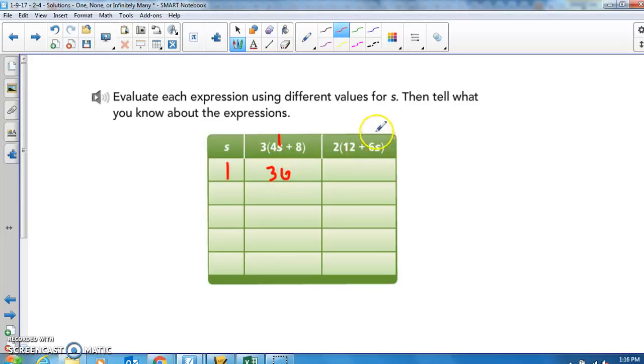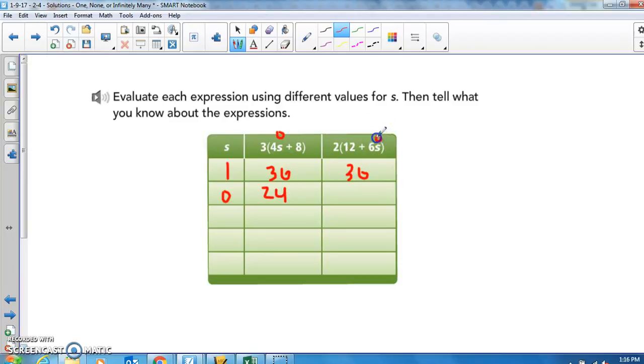All right, if I do the same thing over here, if I put a 1 in for s, that would be 6 times s, or 6 times 1 is 6. 6 plus 12 is 18. 2 times 18 is 36. If I put a 0 in, I know I'm kind of going not numerically, but kind of out of order. So if I put a 0 in, and let me just erase this, a 0 here would give me 4 times 0 is 0. 0 plus 8 is 8. 8 times 3 would give you 24.